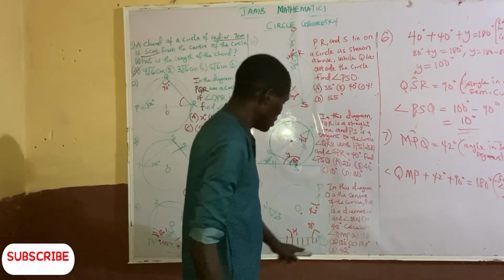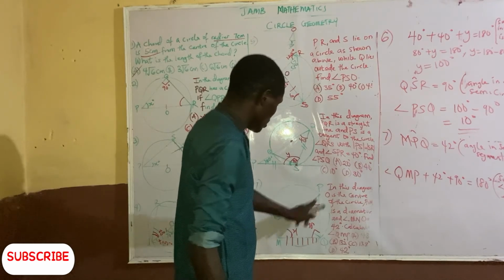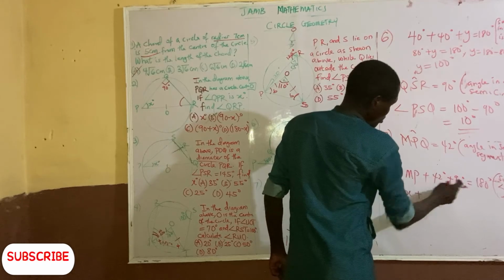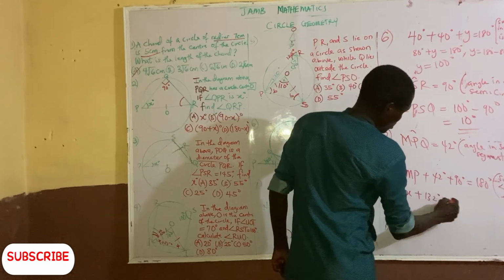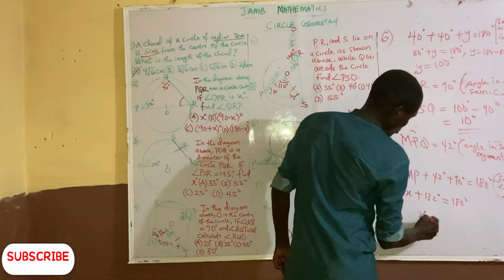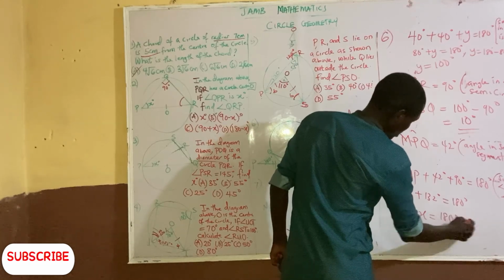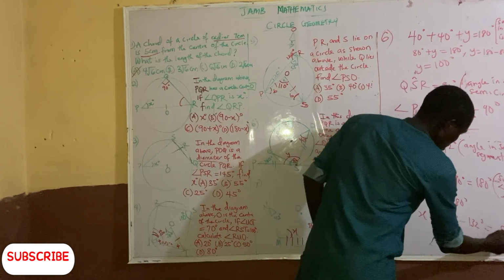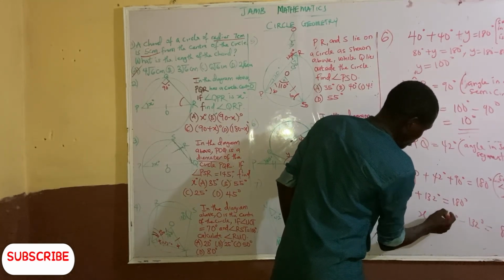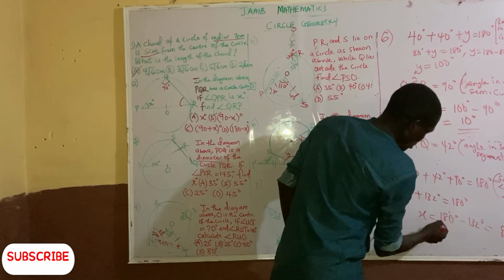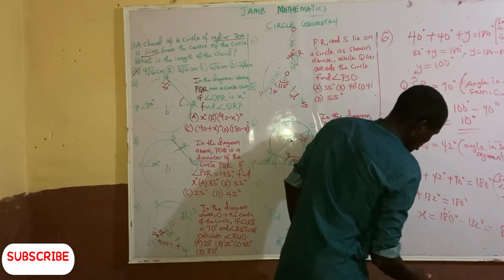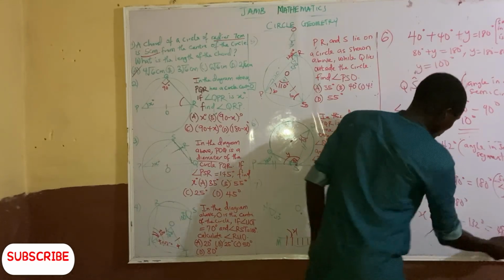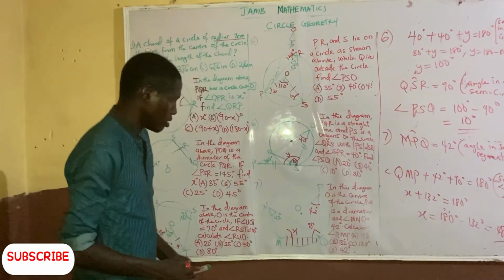Angle QMP is what we represent with X. So X plus 132 degrees equals 180 degrees. So X equals 180 degrees minus 132 degrees. So this one is 48. The answer is 48 degrees.